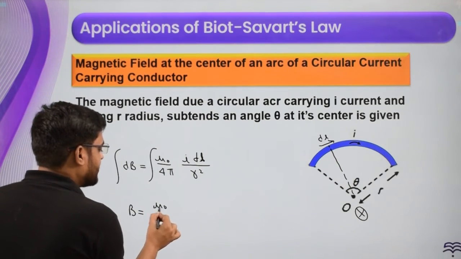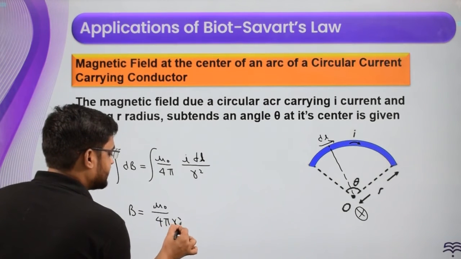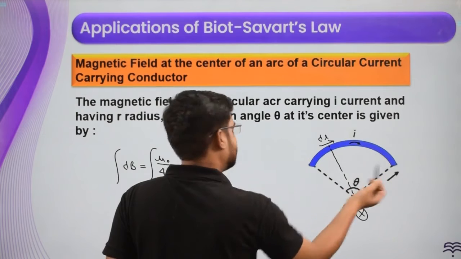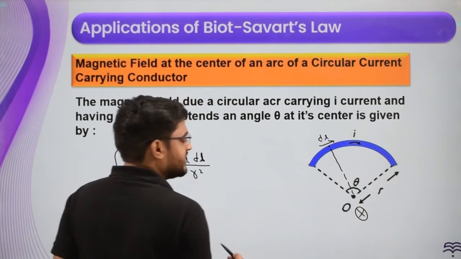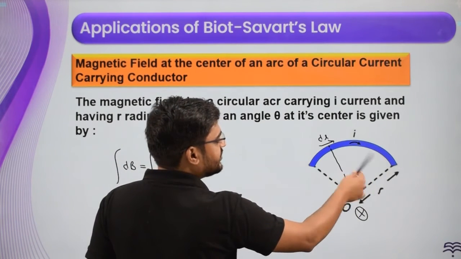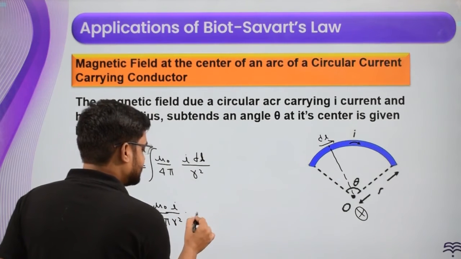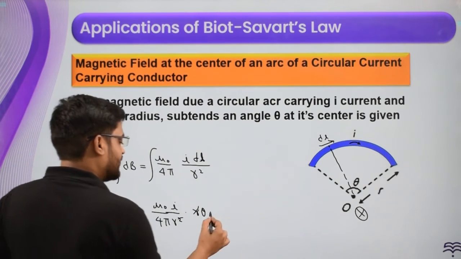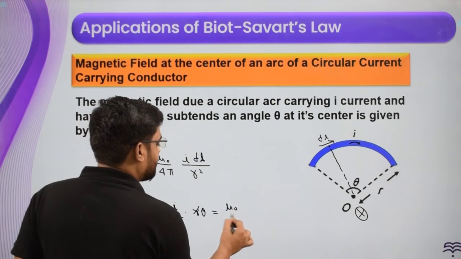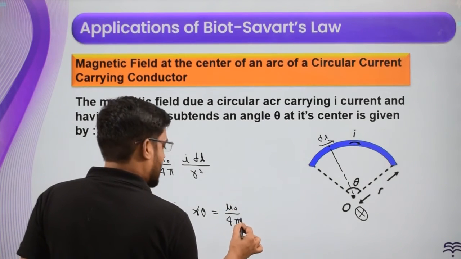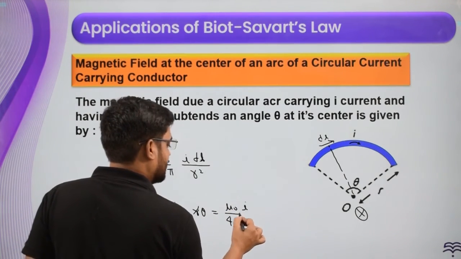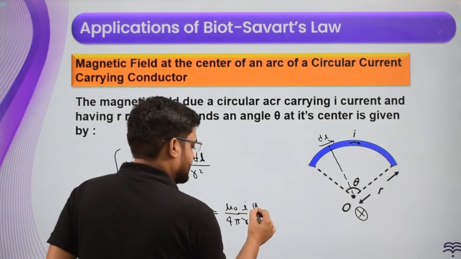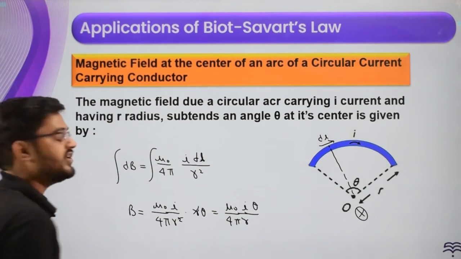So it is mu naught upon 4 pi r squared, times I, and the integration of dl. What is the integration of dl? It is simply this length, so the integration of dl is r times theta. You can cancel one r over here. So we simply write it as mu naught I theta upon 4 pi r. This is the way you can remember it.